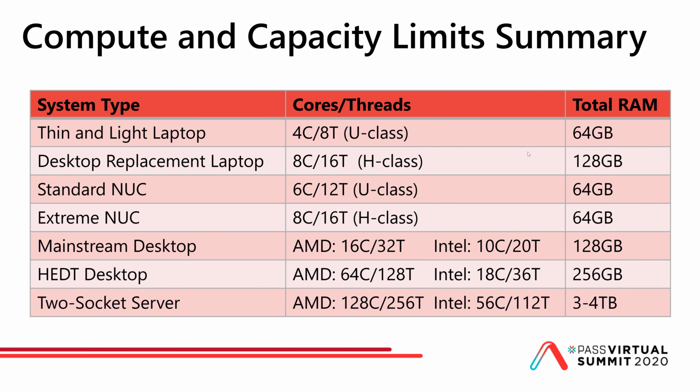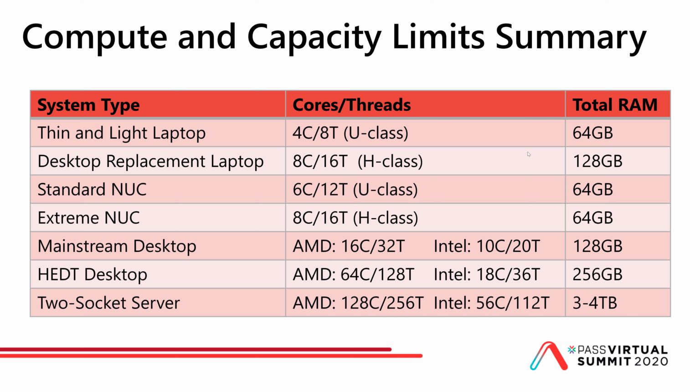Now, here's sort of a summary of the compute and capacity limits for these different form factors that I've talked about. Starting at the top, we've got a thin and light laptop that might be 13 or 14 inches and weigh maybe 3 to 4 pounds. And you're going to have 4 cores and 8 threads, and it's going to be a U-class mobile CPU, and you're limited to 64 gigs of RAM. And this is for a brand new top-of-the-line machine. An older machine might only have 2 cores and 4 threads, and you might be limited to only 32 gigs of RAM or even 16 gigs of RAM in some cases.